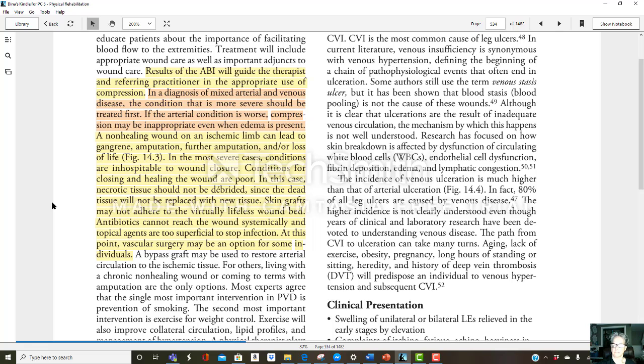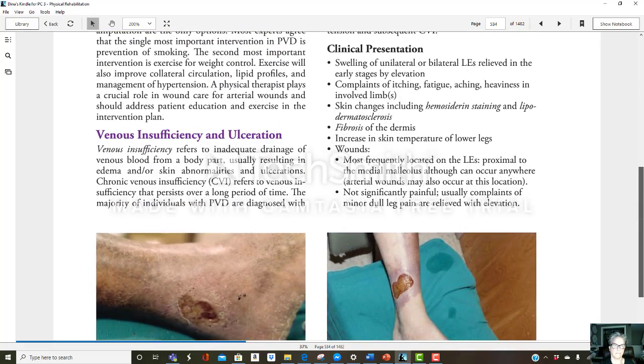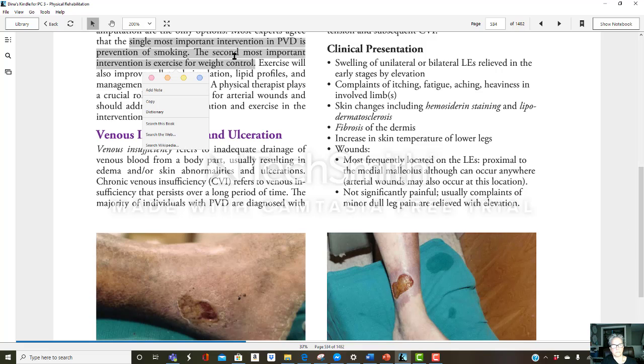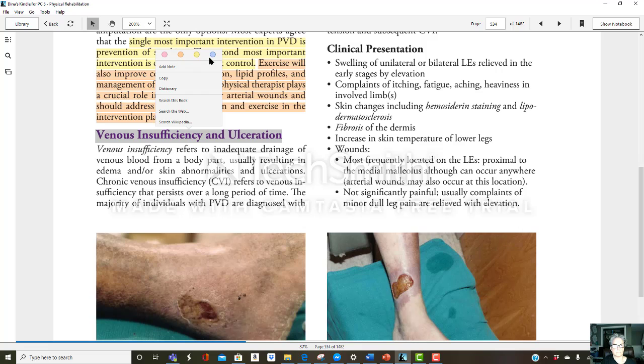Most experts agree that the single most important intervention in PVD is prevention of smoking. The second most important intervention is exercise for weight control. Exercise will also improve collateral circulation, lipid profiles, and management of hypertension. A physical therapist plays a crucial role in wound care for arterial wounds and should address patient education and exercise in the intervention plan.